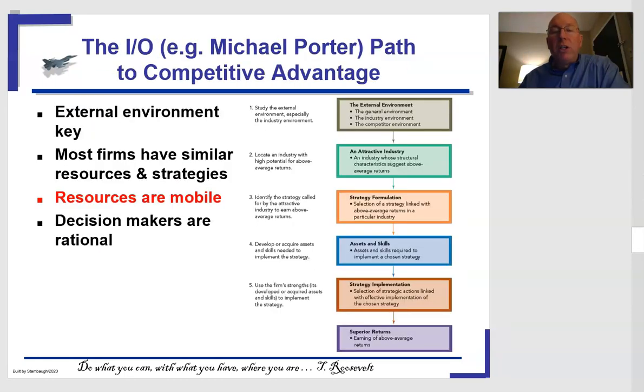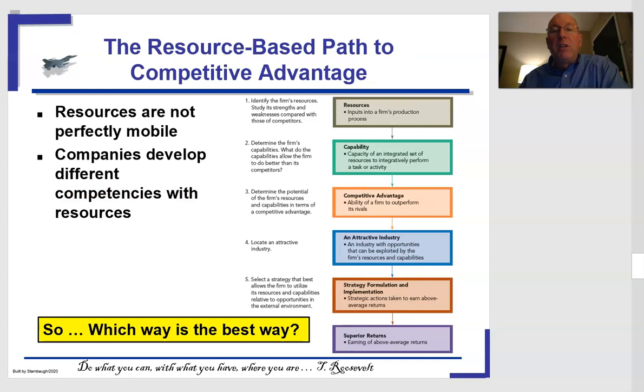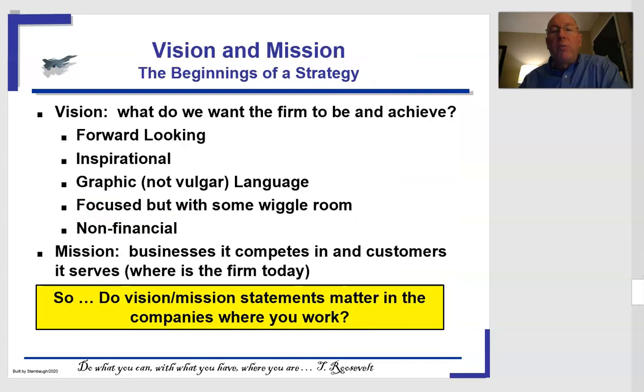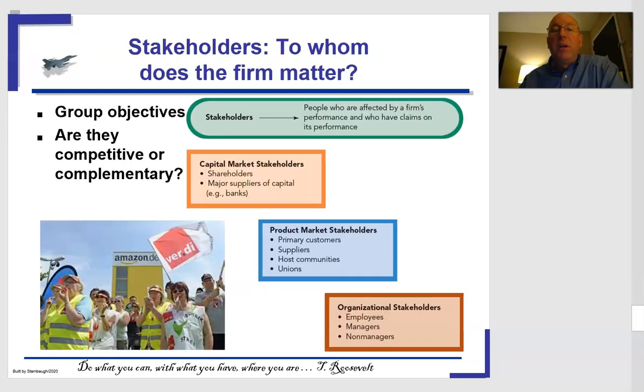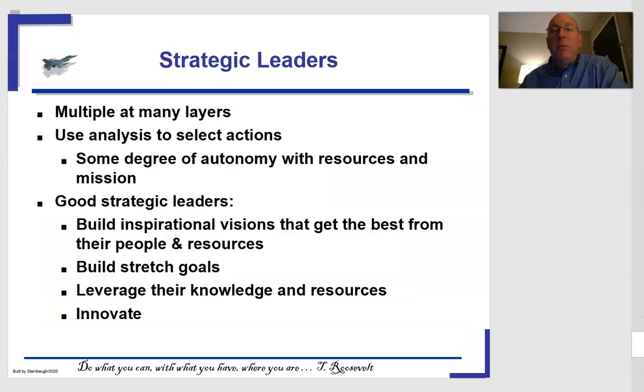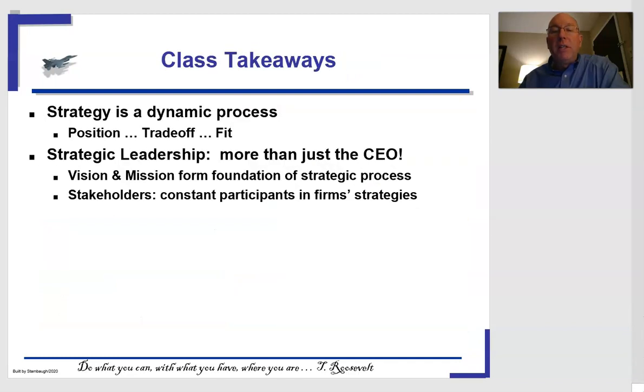And then there are several questions where they're going to ask you to compare and contrast the IO view of strategy with the resource-based view of strategy. So make sure you're familiar with both of those. Talk about what is the difference between a vision and mission statement. And there are two questions on stakeholders. So know who are in the various groups, what they're interested in, and how strategic leaders sometimes have to juggle between them. And that's it for Chapter 1.